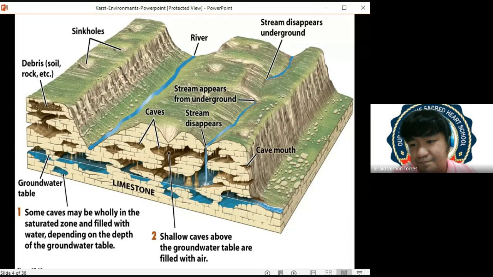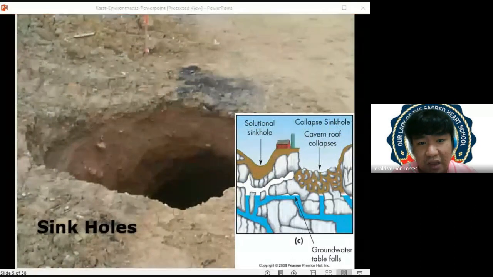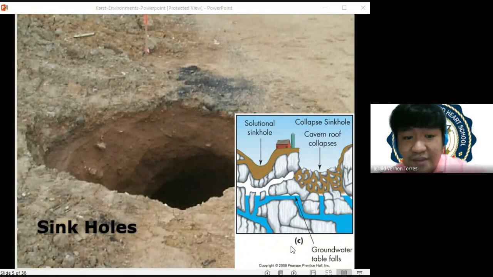So that's an expansion of your understanding on karst environment. And one of the secondary effects of formation of karst environment or caves is the formation of sinkhole. Later on, I will describe paano ba nabubuo tong sinkhole na to, and how is extraction of groundwater very related to formation of your sinkholes.